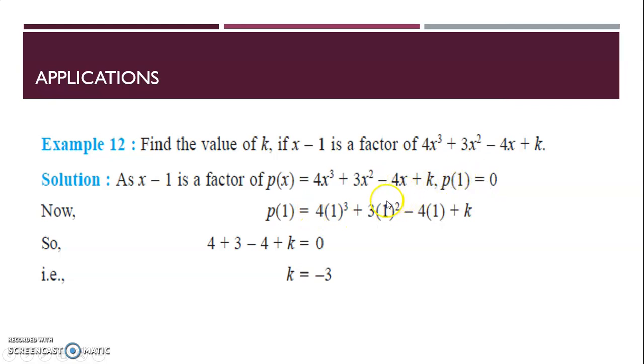So when I substitute, p of 1 is 4 into 1 cubed plus 3 into 1 squared minus 4 into 1 plus k. Now since x minus 1 is a factor, this whole thing must be equal to 0, that is 4 plus 3 minus 4 plus k should become 0. So for this to become 0, k must take the value minus 3. So if x minus 1 is a factor of 4x cubed plus 3x squared minus 4x plus k, then the value of k should be minus 3.